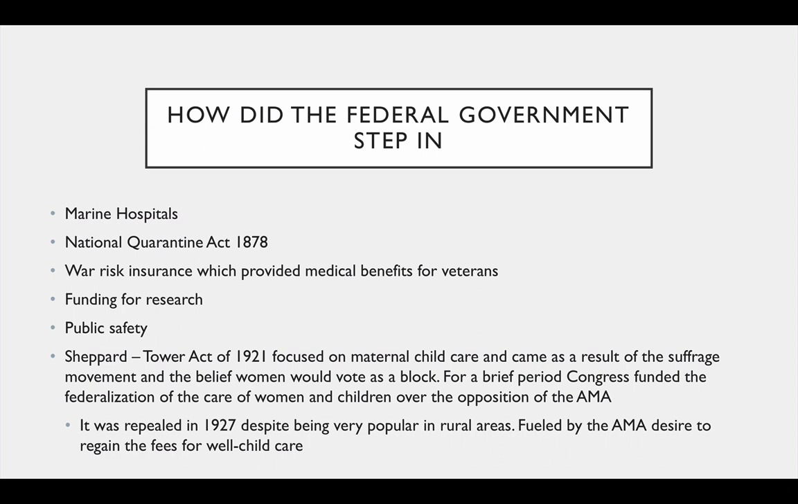So these were amazing women that made sure that we all had the right to vote. And to get this passed, people really wanted to link this piece with the suffrage movement because they thought if they could get these women who were very active on their side, that this would move the Towner Act forward. And for a brief period, Congress funded federalization of care of women and children over the opposition of the AMA.